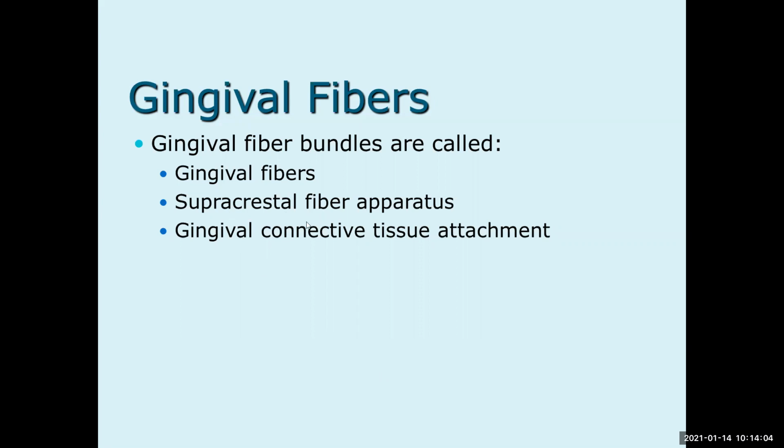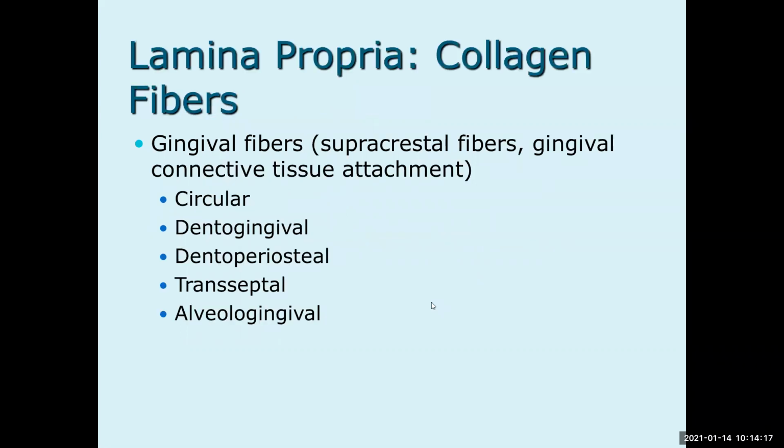Supracrestal fiber apparatus. Supra, is that above? Crest, the bone. Gingival connective tissue attachment, gingival fibers. So you can take the word apart and kind of figure out what you're talking about. But let's look at these supracrestal gingival fibers. You have your circular fibers that go around the tooth. They help keep that gingiva close to the tooth because it's not attached.